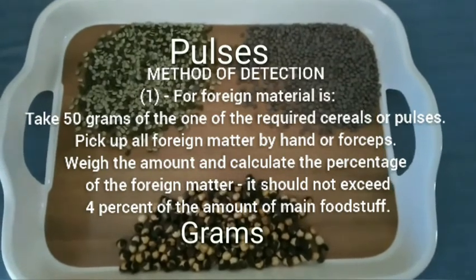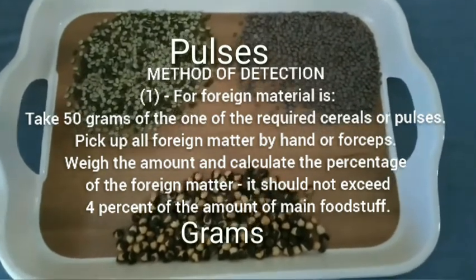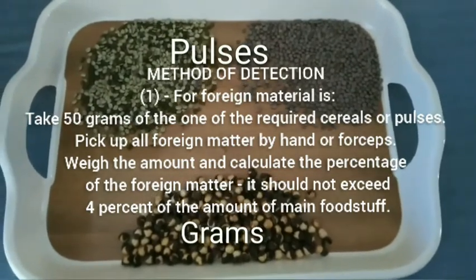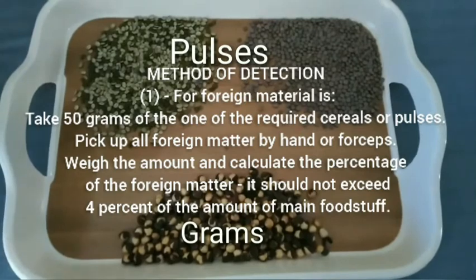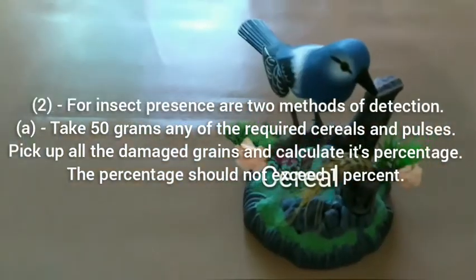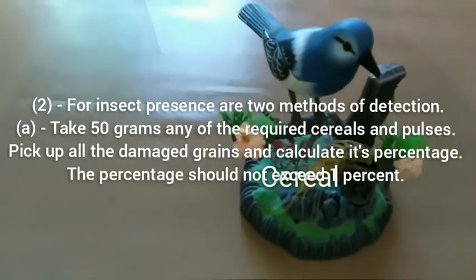Pick up all foreign matter by hand or forceps. Weigh the amount and calculate the percentage of the foreign matter. It should not exceed 4% of the amount of main foodstuff. 2. For insect presence there are two methods of detection.